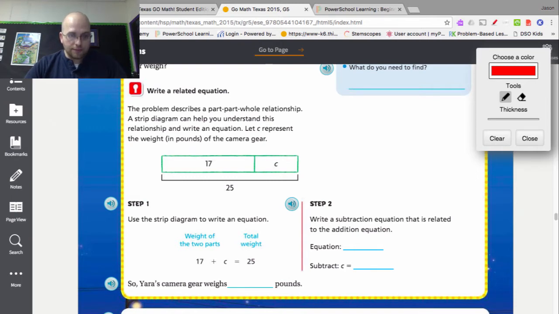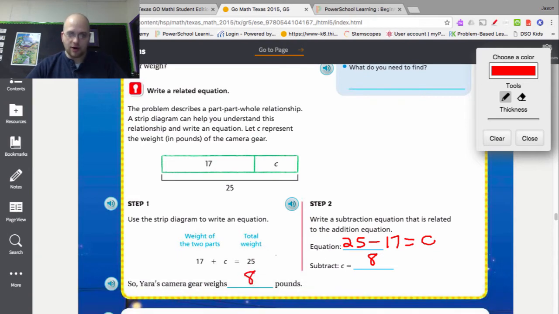The opposite would be 25 minus 17 equals C, right? Just like you're used to writing. 25 minus 17 equals C. And when I subtract those numbers, I get 8. C equals 8. So Yara's camera gear weighs 8 pounds.